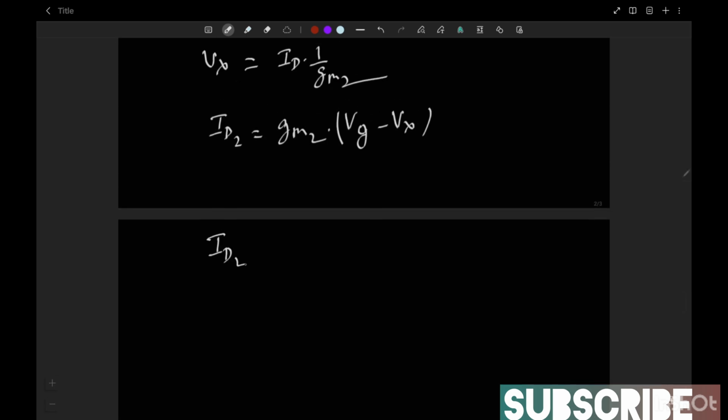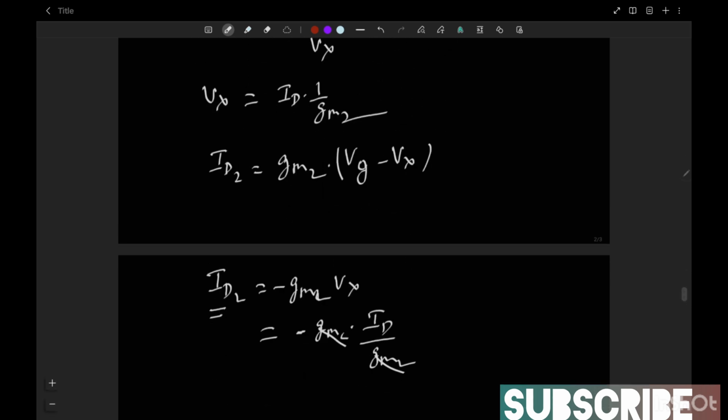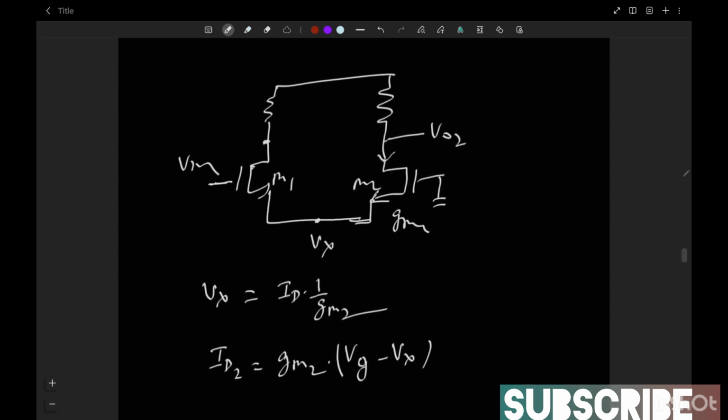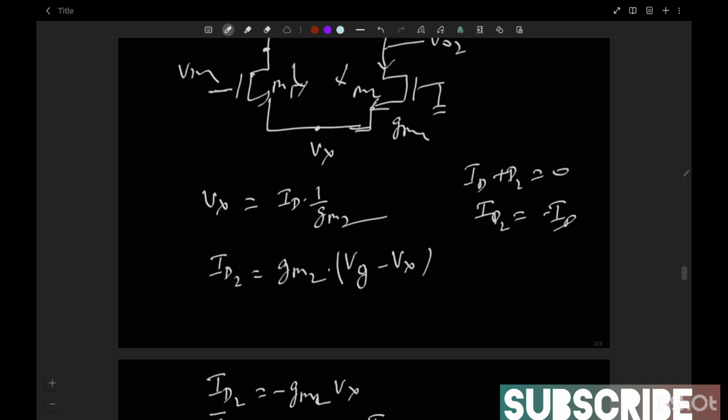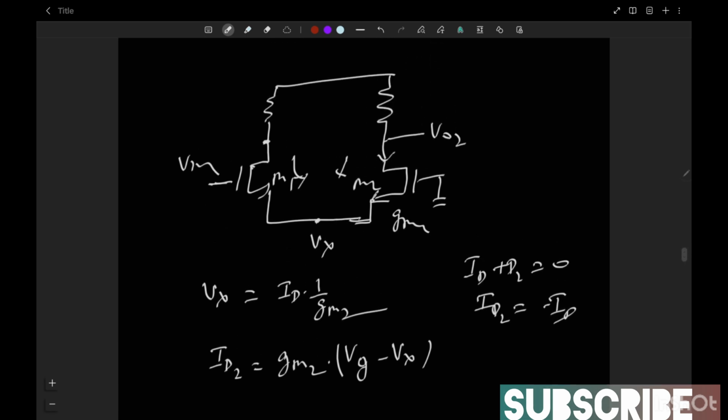So the current in the second part will be gm2 times minus Vx. It means minus gm2 into ID upon gm2. So the current in the second path will be minus of the current from the first path. Obviously that will be, because at this terminal the net current is 0. So we can say ID from this path is minus ID, but we are going step by step.